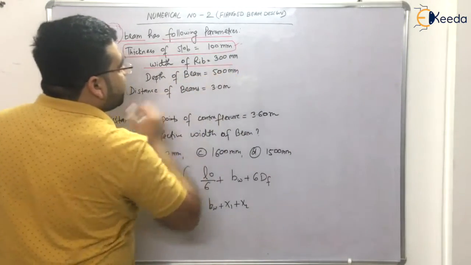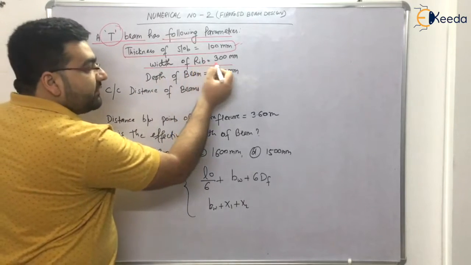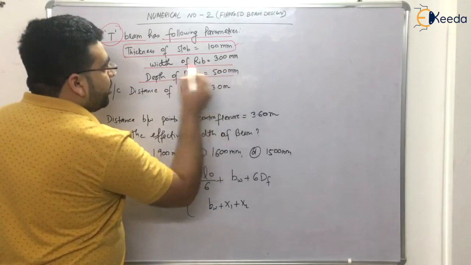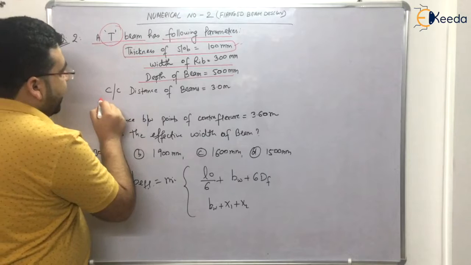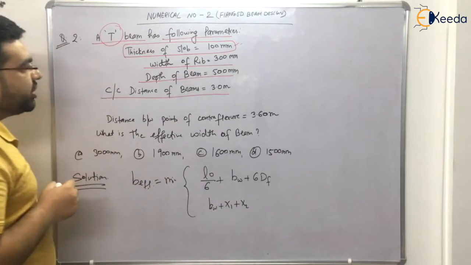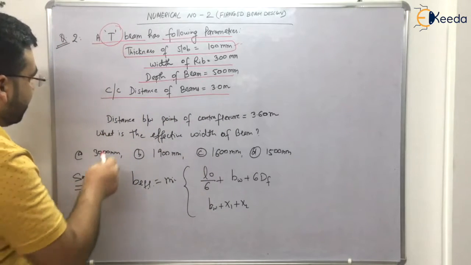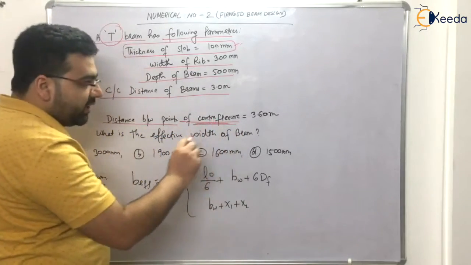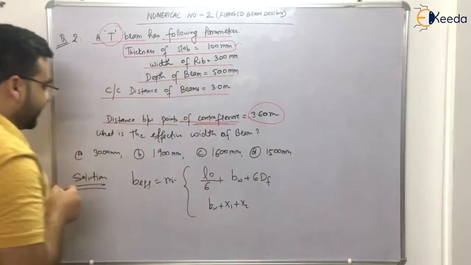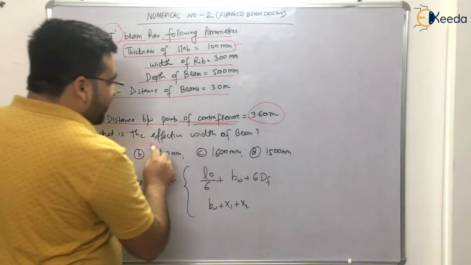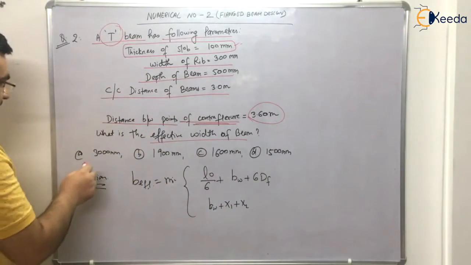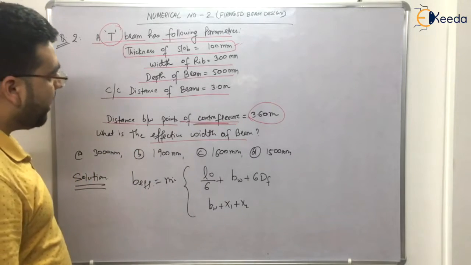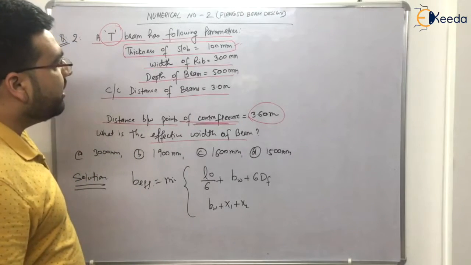Width of the rib, which is the web, is 300 mm. Depth of the beam is given as 500 mm. Center to center distance of the beam is given as 3 meters. Distance between the points of contraflexion, this is important, I will be explaining this, is 3.60 meters. What is the effective width of the beam? The options are 3000 mm, 1900 mm, 1600 mm and 1500 mm.